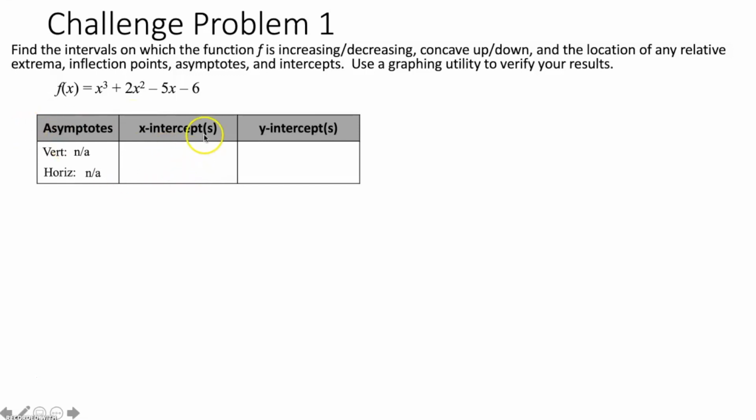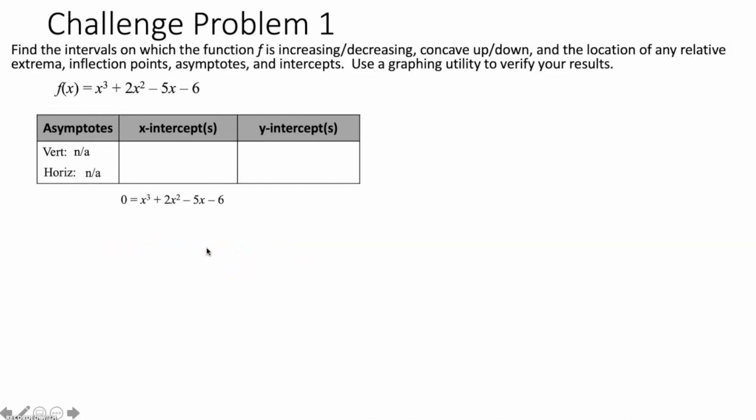Now for the intercepts, let's start with the x-intercepts. To find x-intercepts, I plug in 0 for y and solve for x. Now how do we do that? Well, there's a couple different ways to solve something like this. First would be to graph it. If you have access to a graphing calculator, obviously that would be the best because you can determine the x values at which the graph crosses through the x-axis. Those would be your solutions.